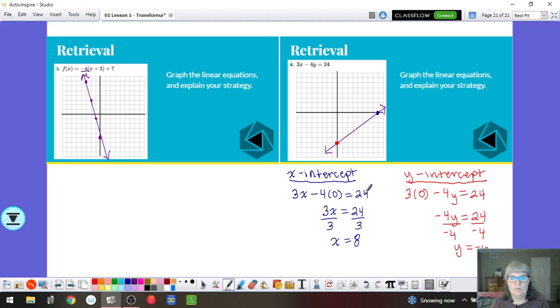So this was how we wrapped up lesson 1 from unit 2, introducing the transformations of quadratic functions.